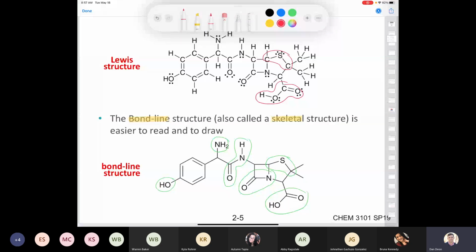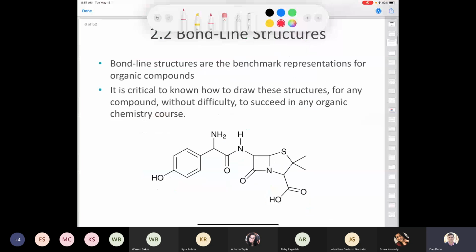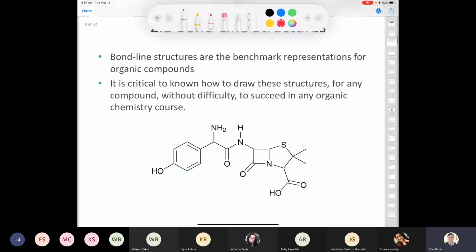So if you're wondering, how do I draw a bond line structure? Well, let me show you what you've got to do here. Okay, bond line structures. Before we get into it, let me just say that bond line structures are the benchmark representations for organic compounds. Okay, they're ground zero. This is what we're going to use to represent organic molecules most of the time in this class.